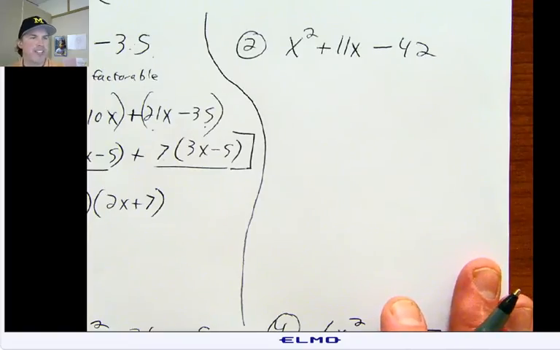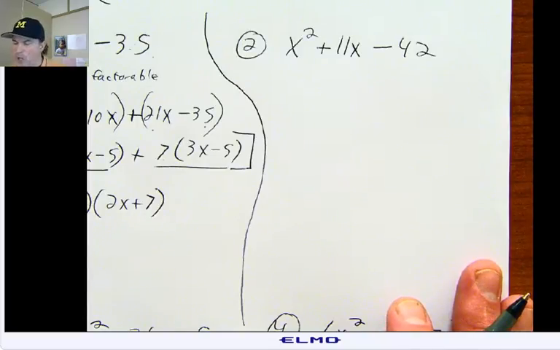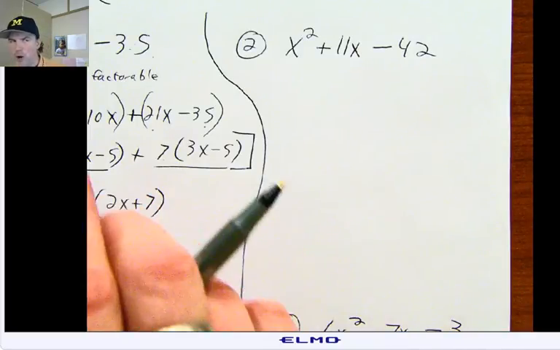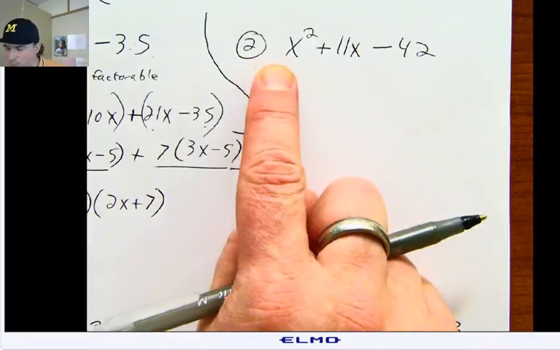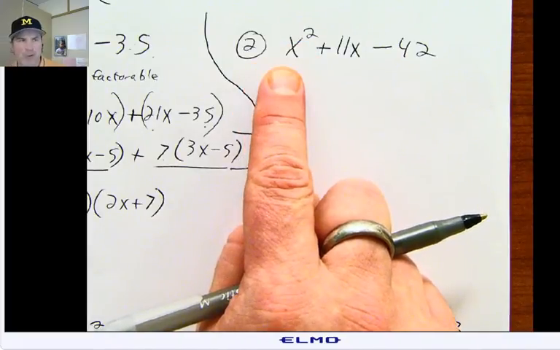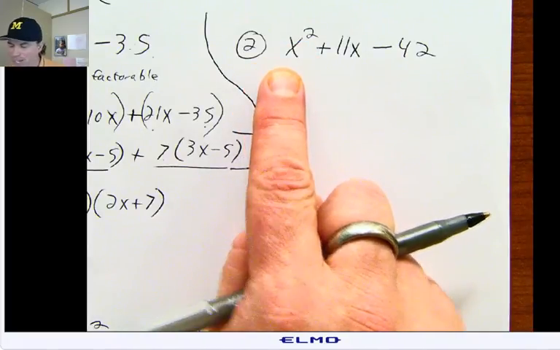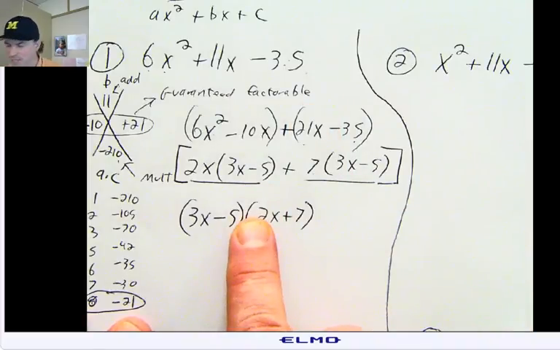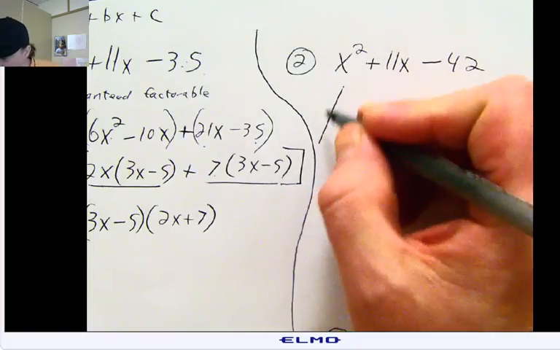X squared plus 11x minus 42. Elliott factoring always works even if this is a 1, but if this is a 1, you don't need to go through all these steps. You just treat this one the way that we did yesterday.